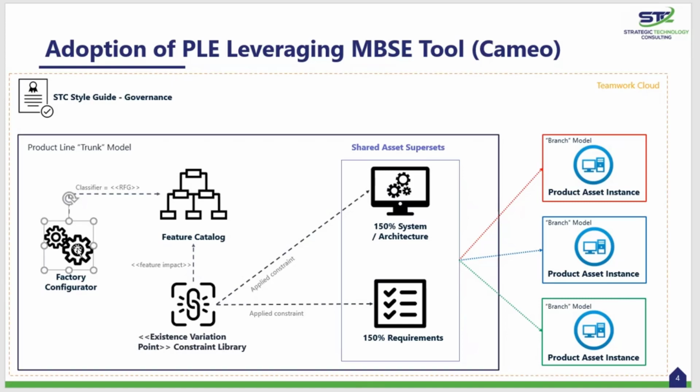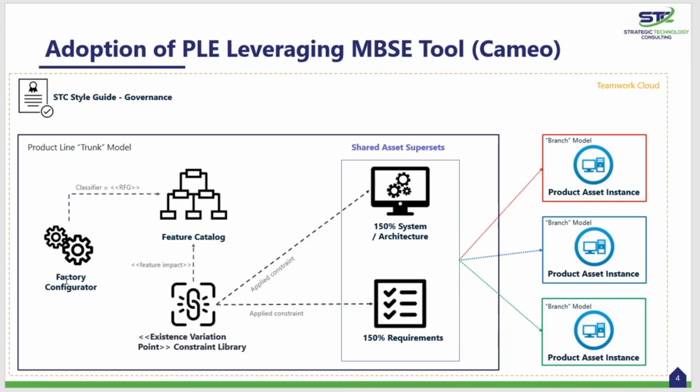So this is going to be a factory configurator package. This is your feature catalogs, all your list of features, your existence variation point constraint library. And here you can see that those are applied to your architecture and your requirements in order to generate these asset instances. So with the factory configurator, you can see how I've set the relationship between the two, because there are going to be associated diagrams in these packages.